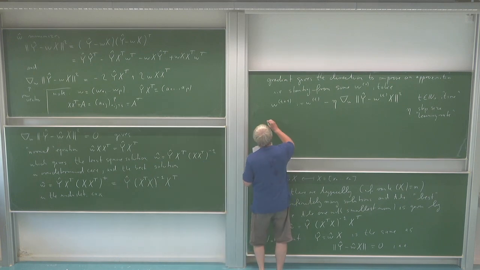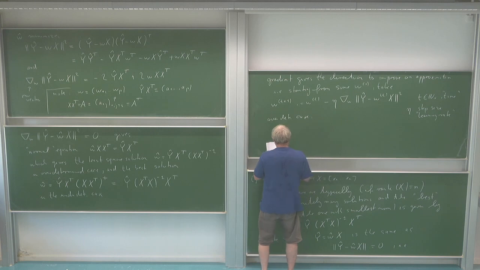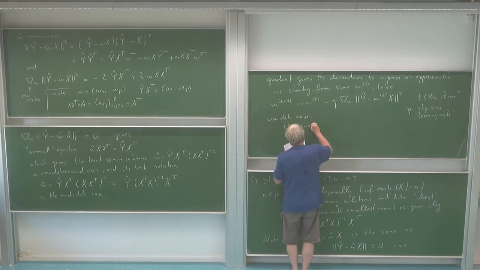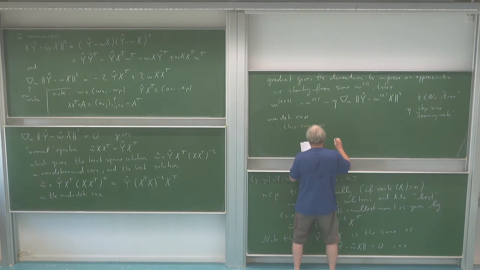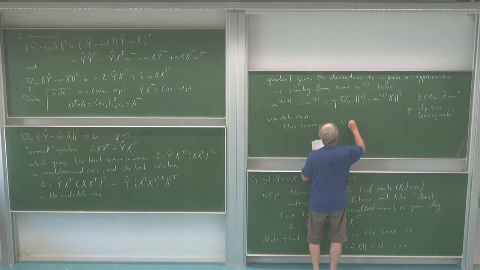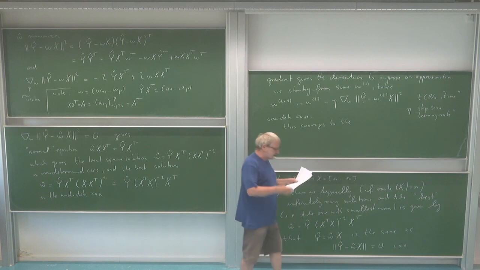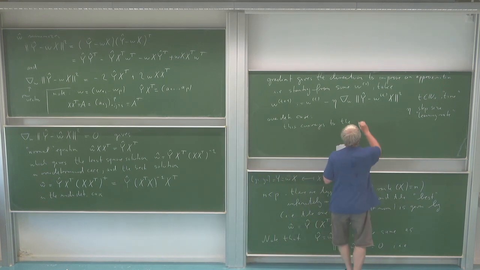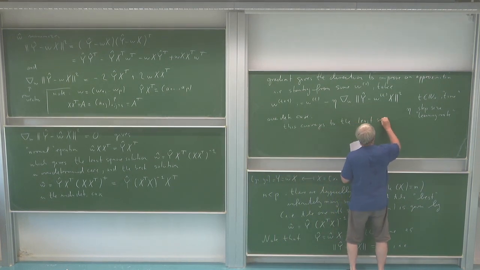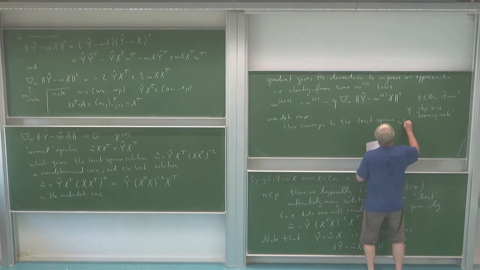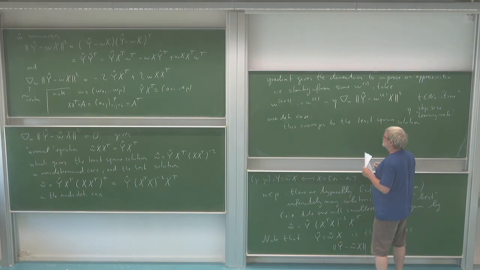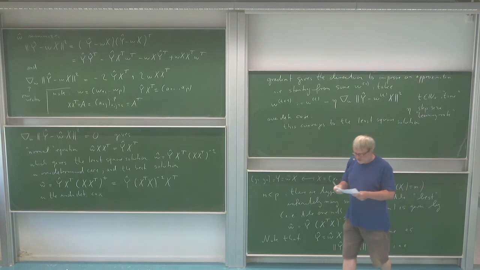So in the overdetermined case, this converges to the only solution, which is the least square solution. So really the solution which minimizes this guy here. And in this case, it's not equal to 0 in general.